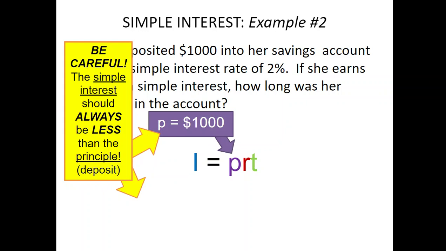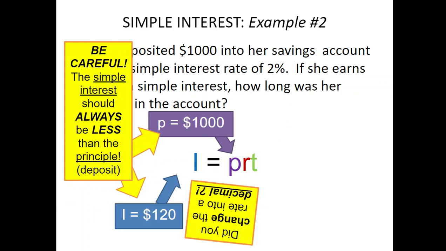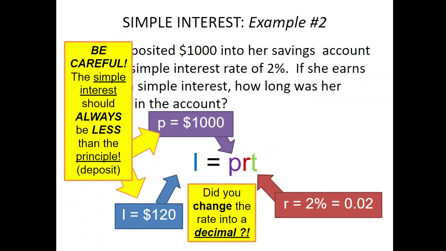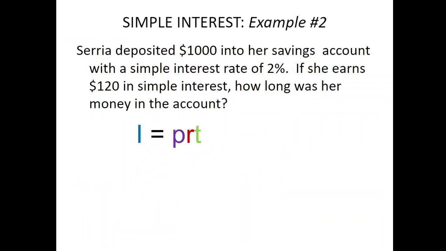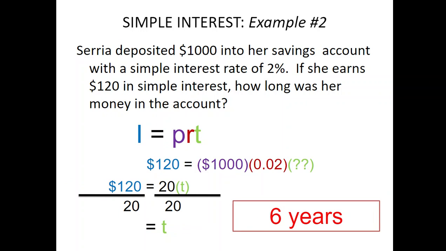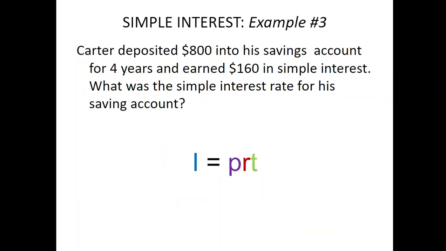This time the principal is $1,000. We want to earn $120 in interest. Did we change the rate into a decimal? And time is what we're looking for. If we substitute everything in, you're looking for the time. Remember, look at how that percent's converted to a decimal. So we multiply those two together, and we have an easy one-step equation, and then time comes out to be 6 years.